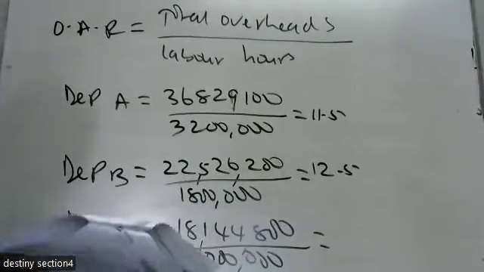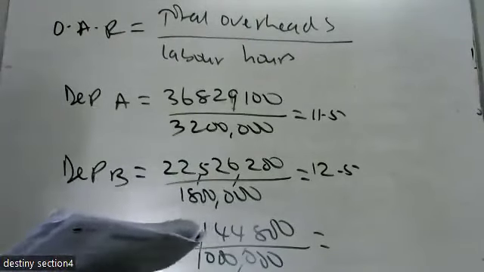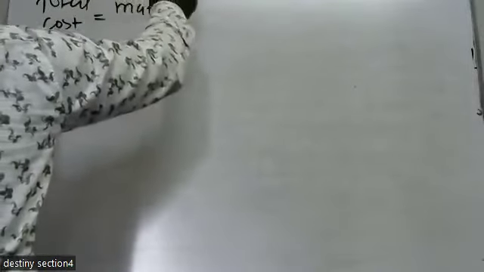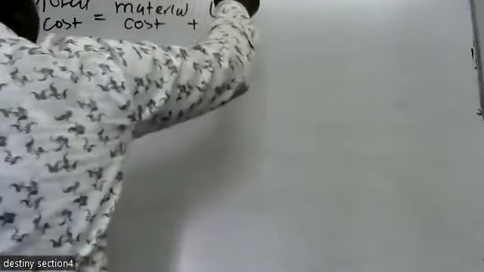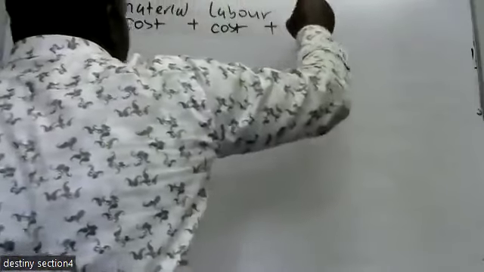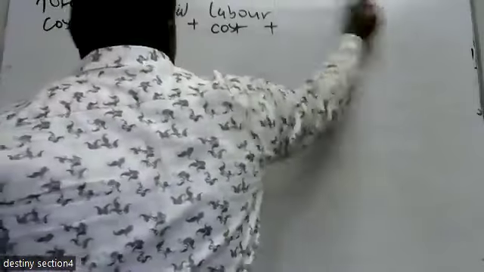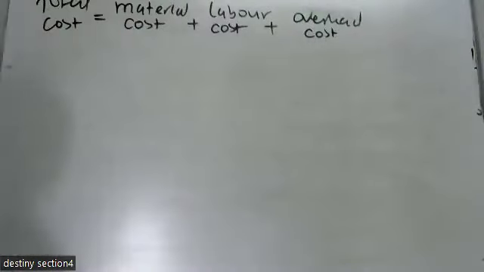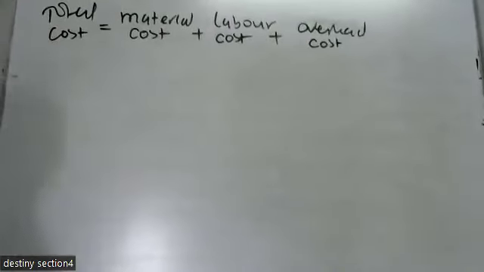So that is now Roman numeral two. They wanted you to get the total production cost for each job. Total production cost for each job. So total cost will be equal to material cost, labor cost, and also the overhead costs added together.